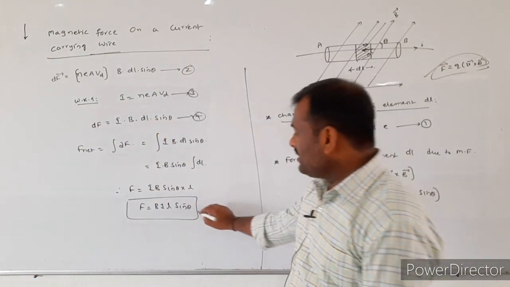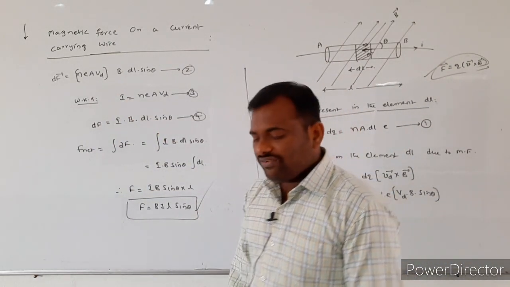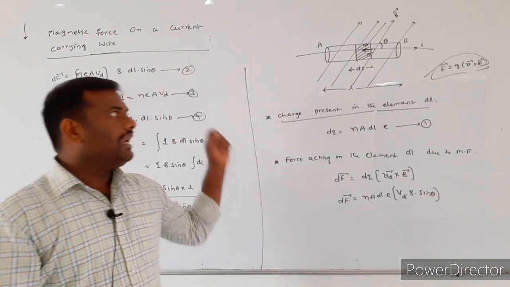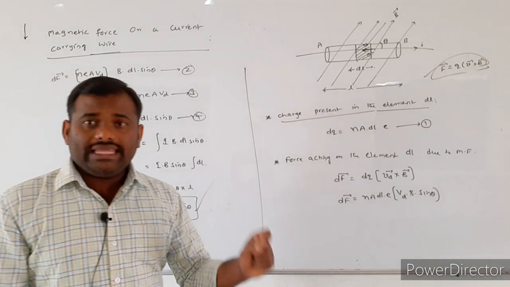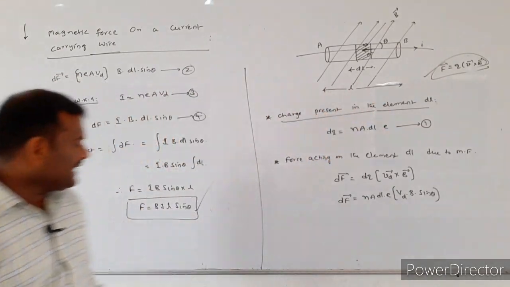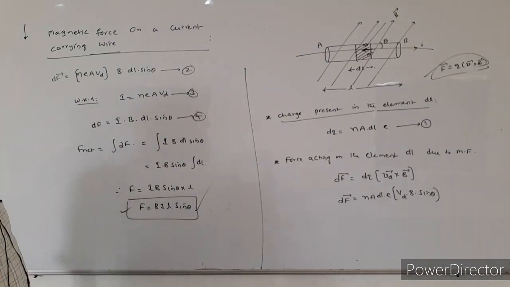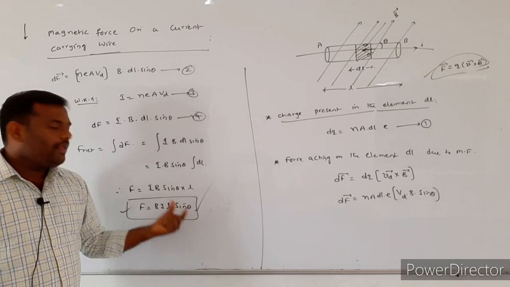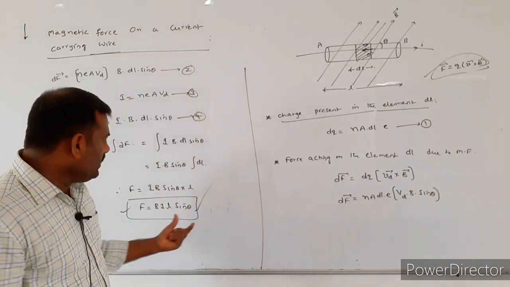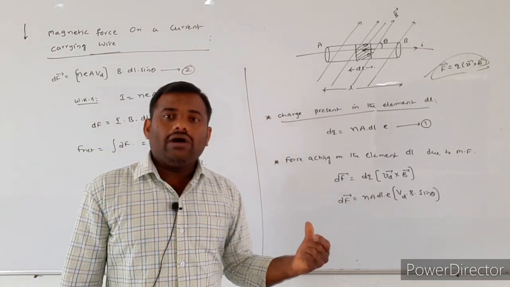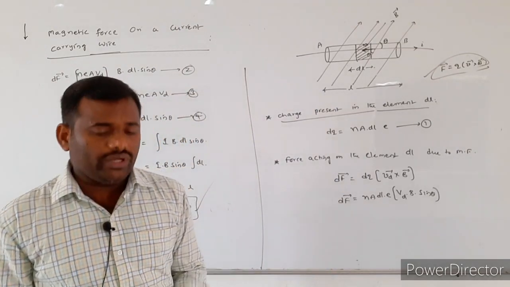This is a very important formula for calculating the amount of force acting along the length of the conductor whenever it is placed in a uniform magnetic field. What is the required formula? F is equal to B I L sin theta. Now, how can we write this formula in vector notation? Let's see.